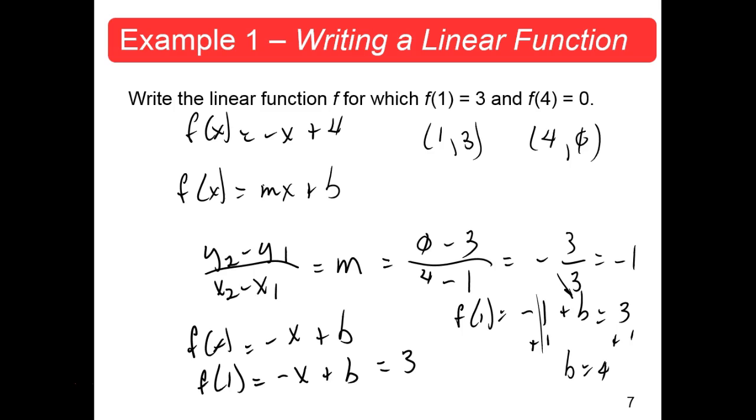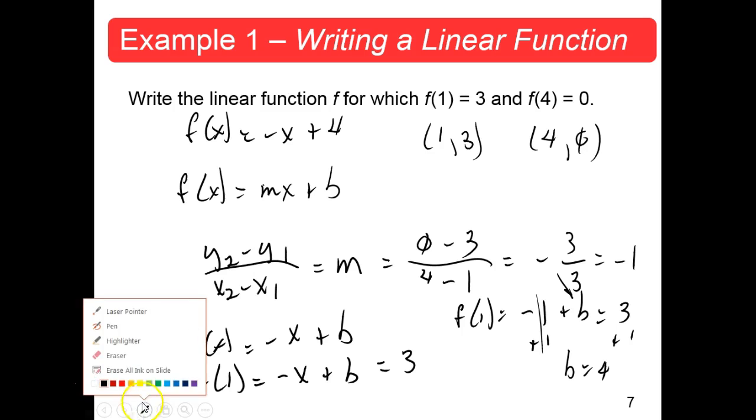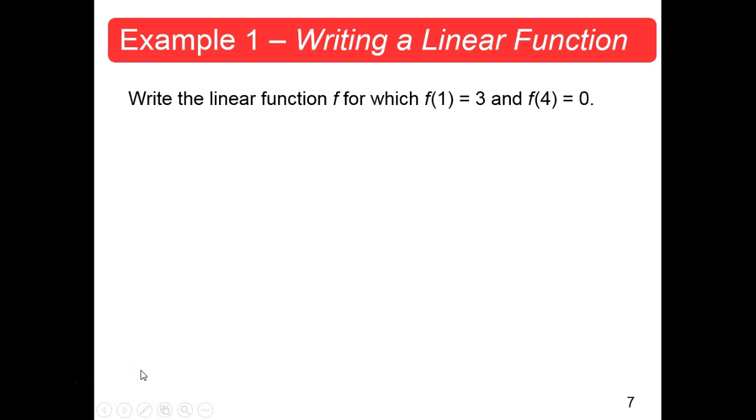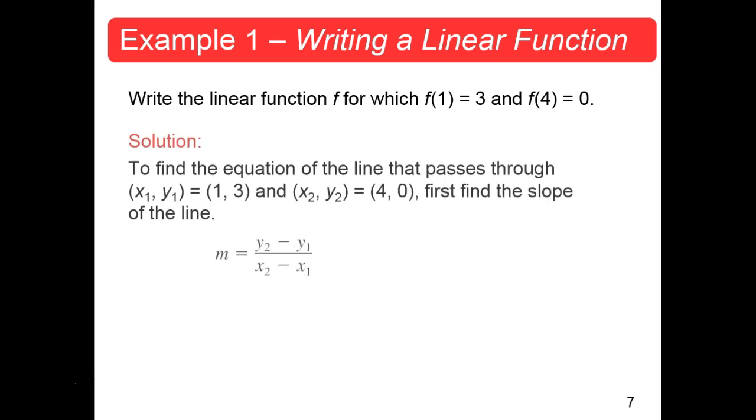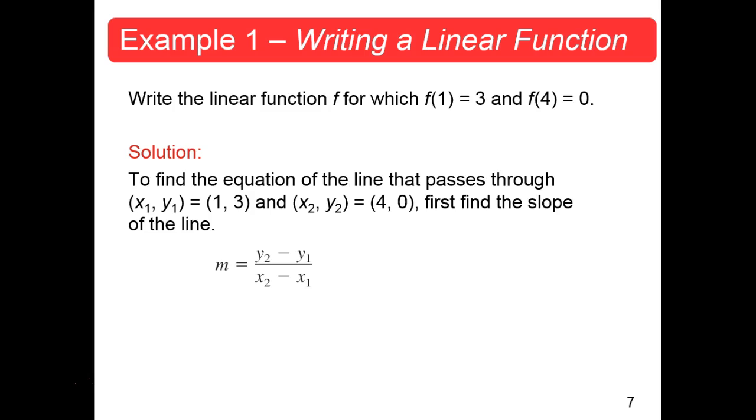Okay. Let's see how they did it. To find the equation of a line that passes through these 2 points, and that's exactly what y'all noted, this represents a point, this represents a point. This is 1, 3, this is 4, 0. First find the slope, exactly what you suggested, and plug it in.